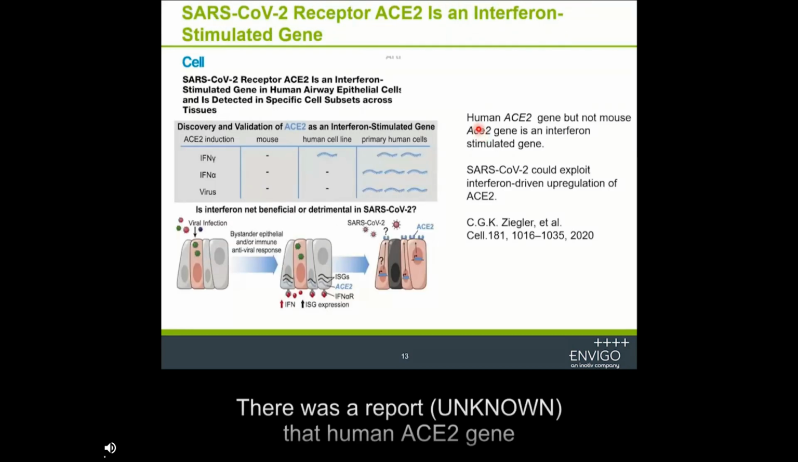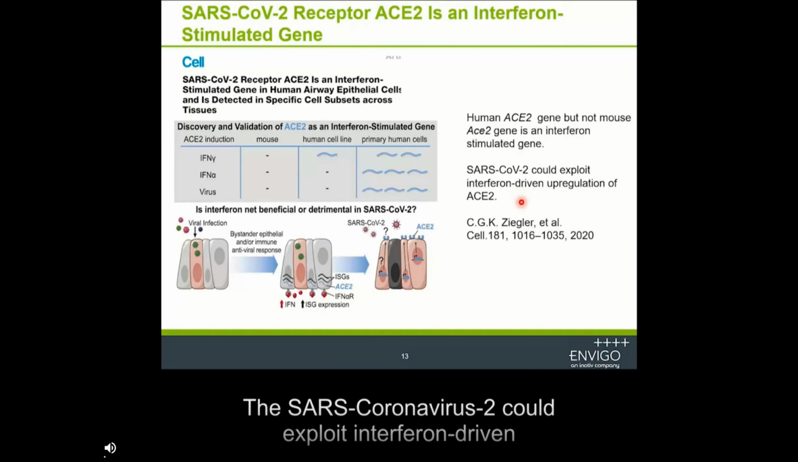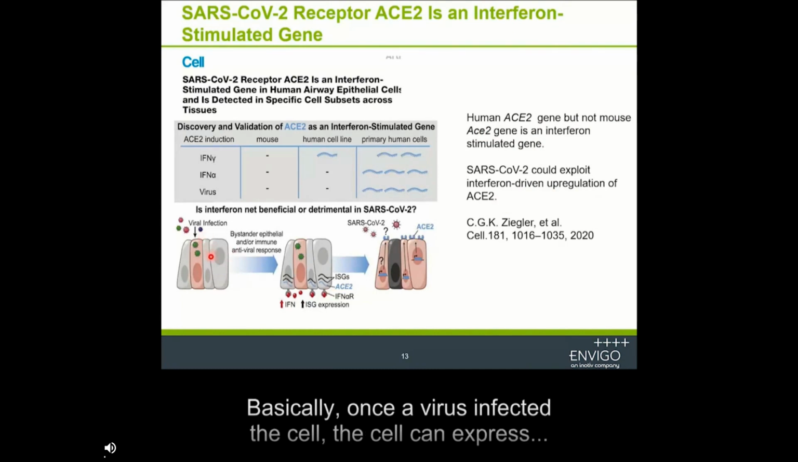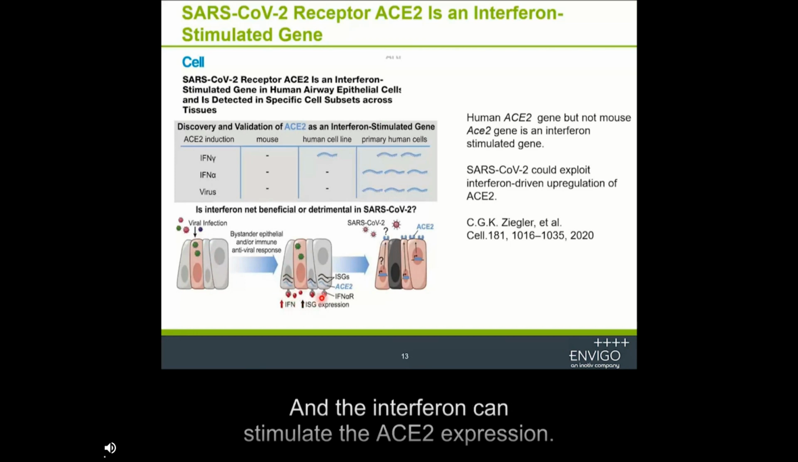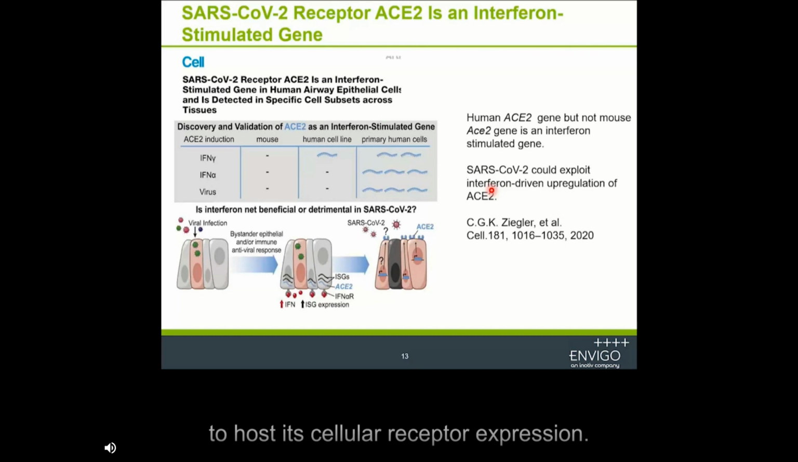There was a report published in Cell showing that human ACE2 gene, but not the mouse ACE2 gene, is an interferon stimulated gene. The SARS coronavirus could exploit interferon driving upregulation of ACE2. Basically, once a virus infects the cell, the host cell can secrete interferon, and the interferon can stimulate the ACE2 expression, so the virus could take advantage of those immune defense systems to boost its cellular receptor expression.